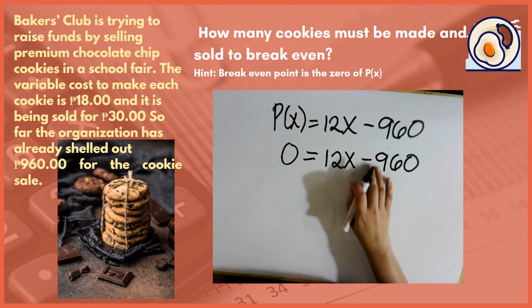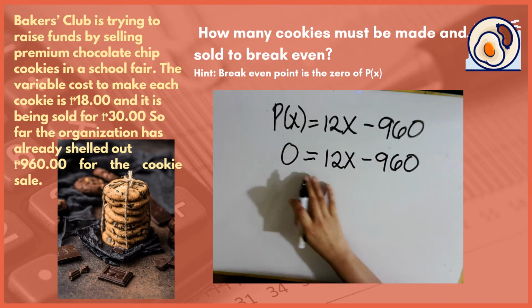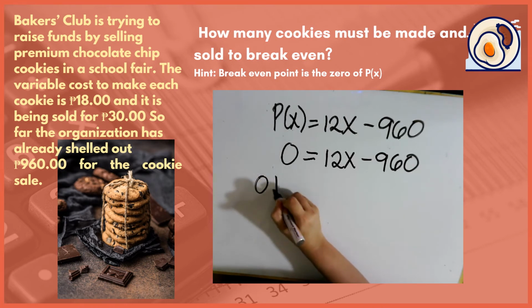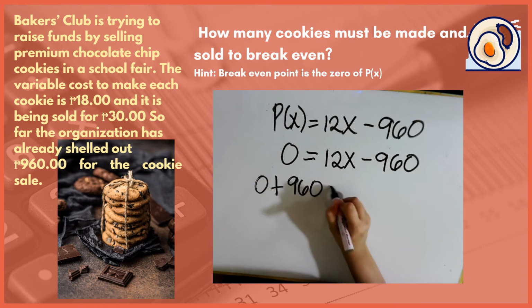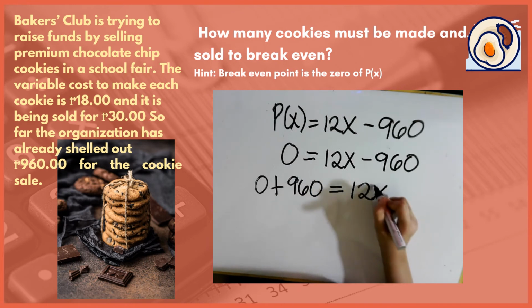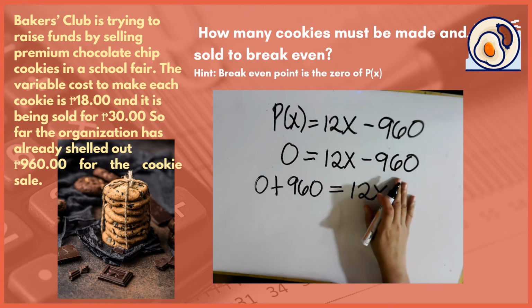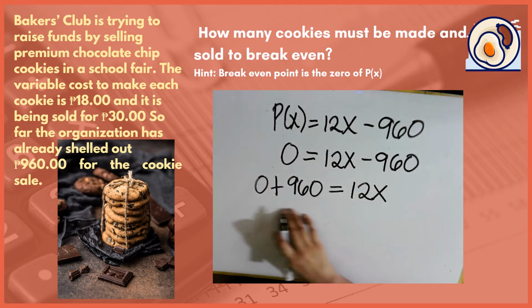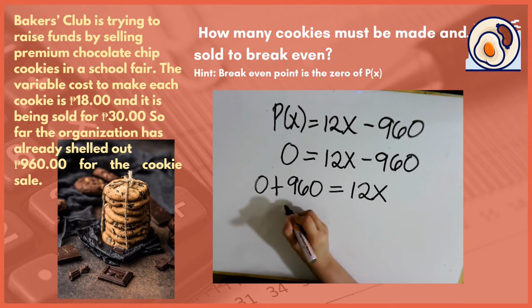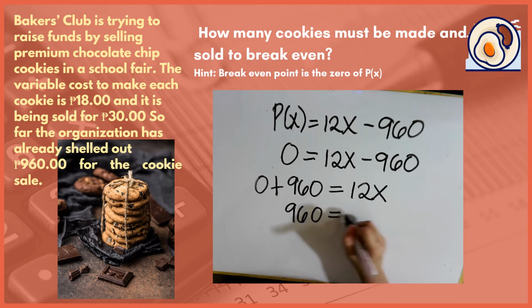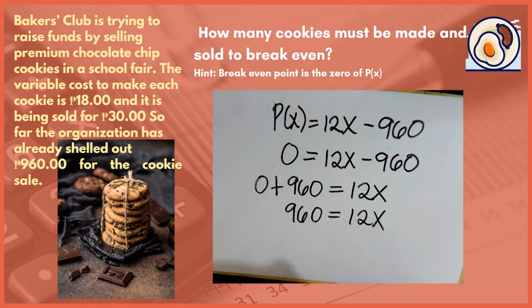So, from negative, pag lumipat sa kabilang side ng equation, magiging positive. So, it will be 0 plus 960 equals 12x. Ayan po. So, lumipat si negative 960 from the right side of the equation to the left side. So, 0 plus 960 is 960 equals 12x. To solve for x, anong next step natin dyan? The next step is to divide both sides by 12.